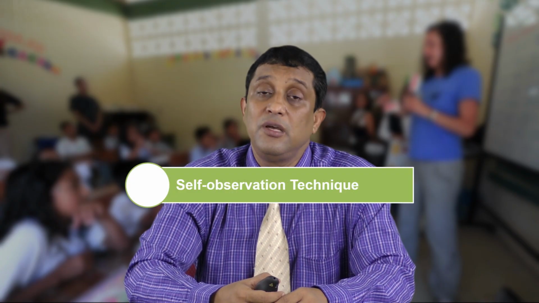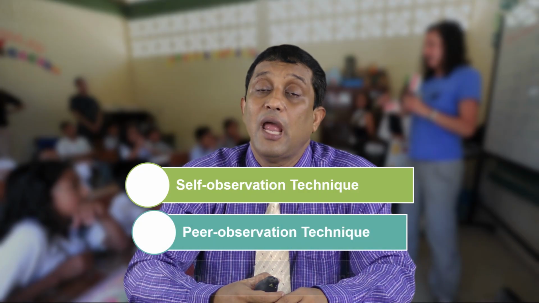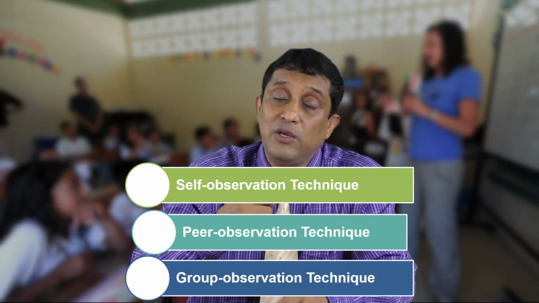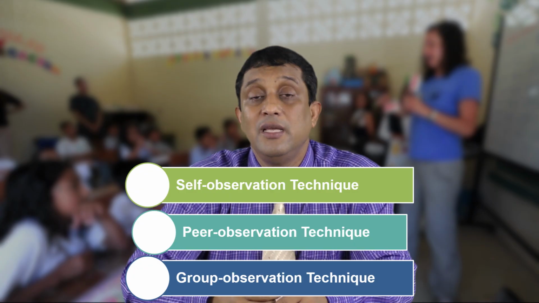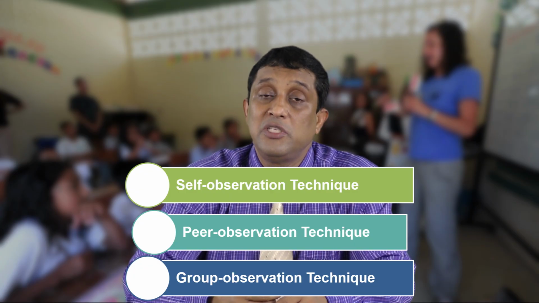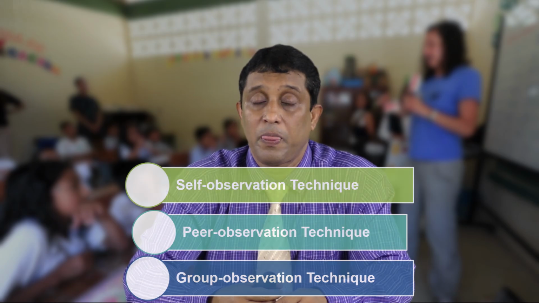So friends, to recapitulate today's session, today we discussed the concept of observation, different types of observation, the procedures of observation, and at the same time different techniques of observation. So far as self observation, peer observation and group observation are concerned, by using these three observation techniques, as a teacher you can engage yourself in the assessment of learning of the learners in your class.